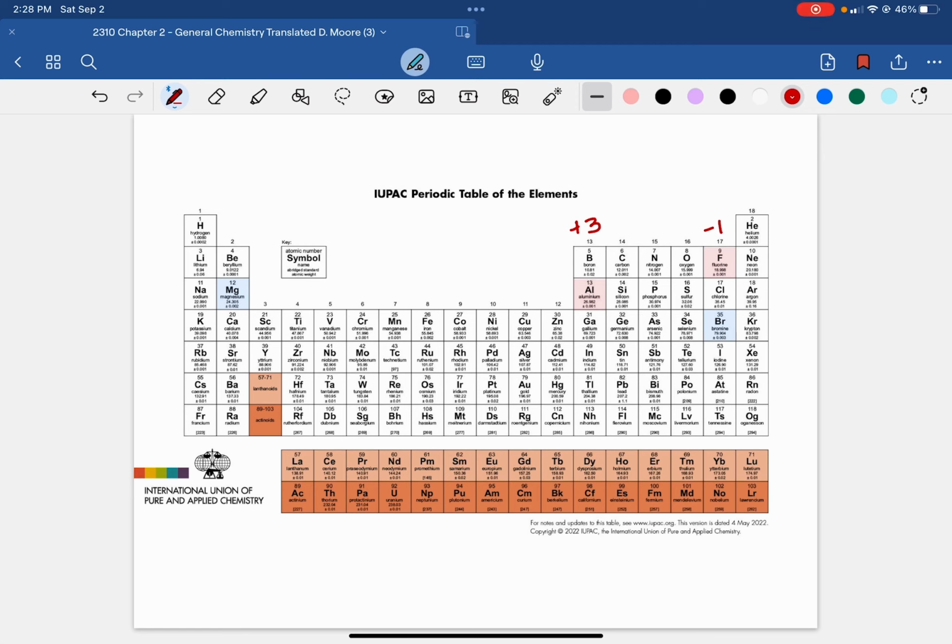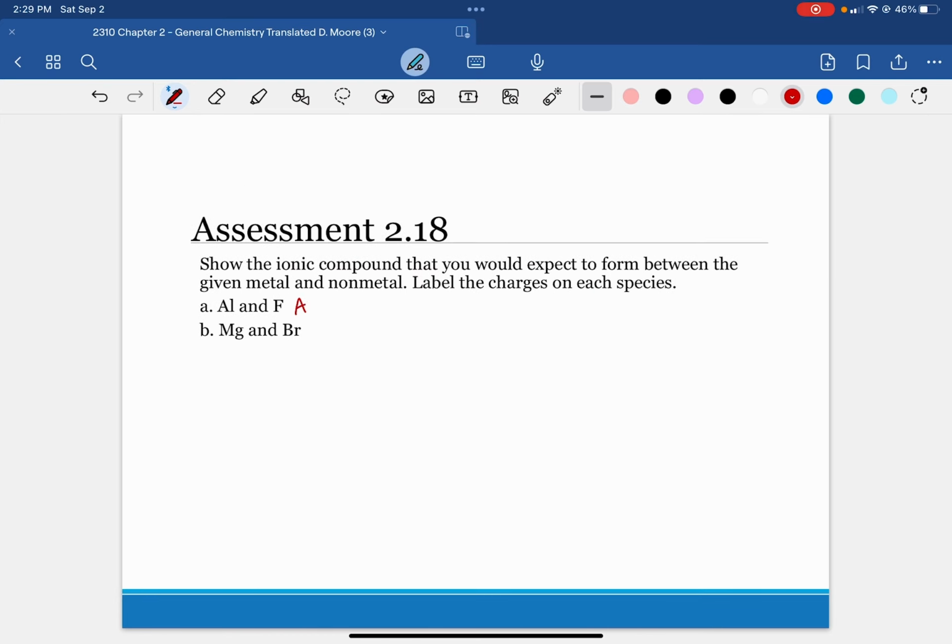3 minus 1s will cancel out a +3. So the compound is going to be AlF3. And we're going to put that right here as well, AlF3.